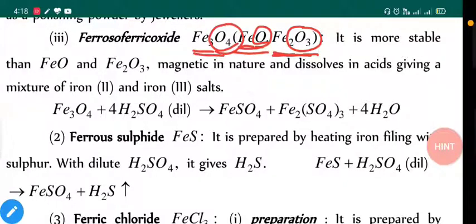Fe3O4 plus H2SO4 gives FeSO4 and Fe2(SO4)3. So combined, just like Fe3O4, we can say that we have Fe3(SO4)4 with H2O.